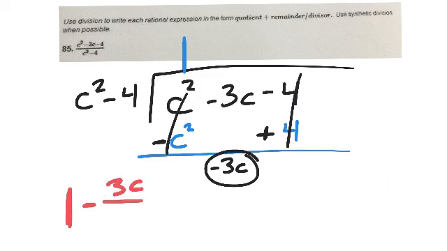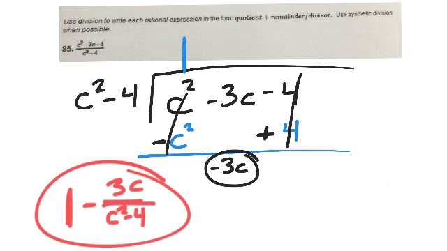So I'm going to go negative 3c divided by c squared minus 4, because this time it tells me to write the answer as the remainder over the divisor, which is what I've been doing on several of the problems already, getting us ready for that kind of problem. So that shouldn't be anything new.